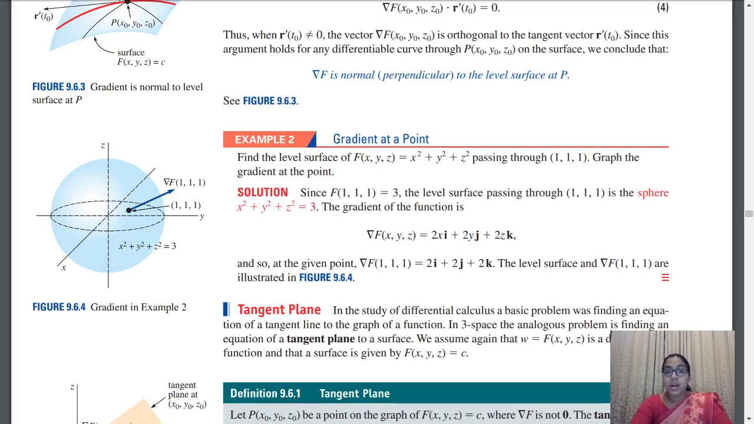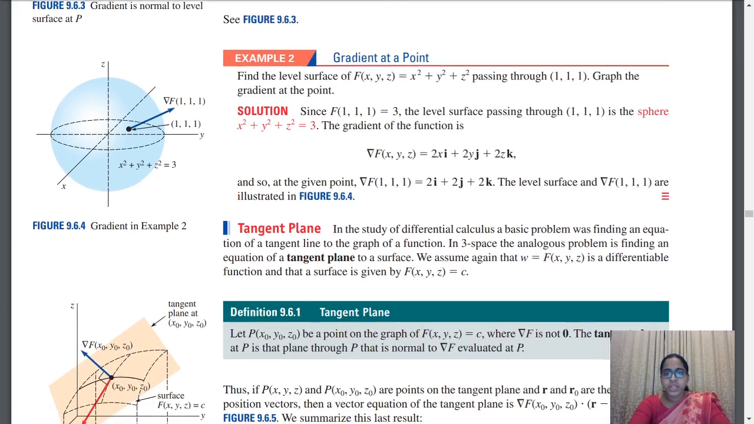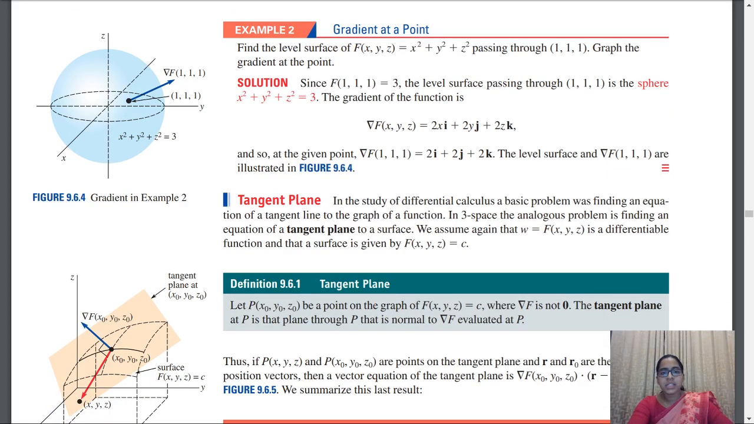Now we are asked to graph the gradient also. So what will be grad f? Grad f will be 2x i + 2y j + 2z k, and at the point (1, 1, 1), grad f will be 2i + 2j + 2k. And again in figure 9.6.4, you can see clearly this sphere, and also at the point (1, 1, 1), the grad f will be normal to that surface at that point. So that is the basic geometrical interpretation of our gradient function, which we had discussed in the previous class.